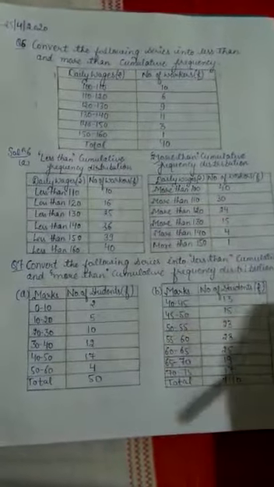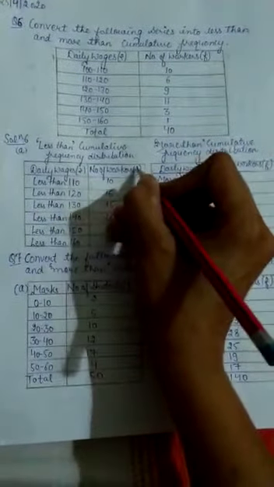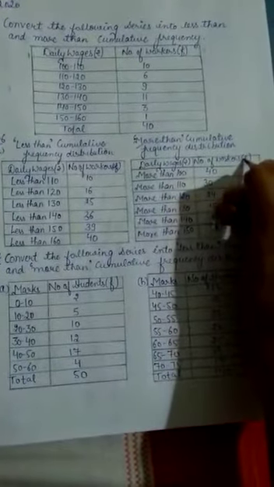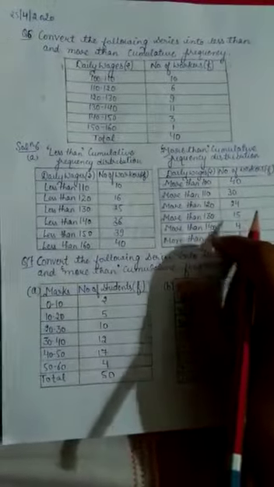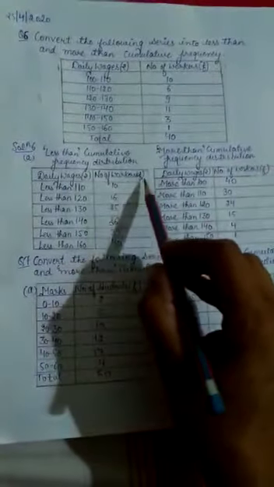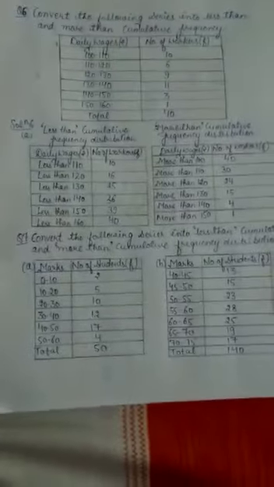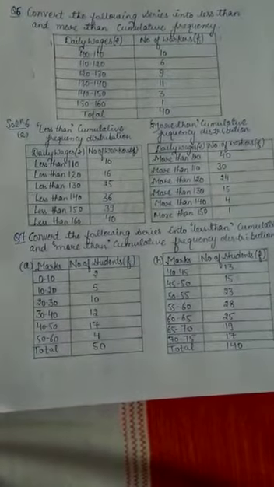I have written these values. Now how will you get these CFs? These are CFs, cumulative frequencies. Now how will you get these cumulative frequencies? You have to start adding from the top.